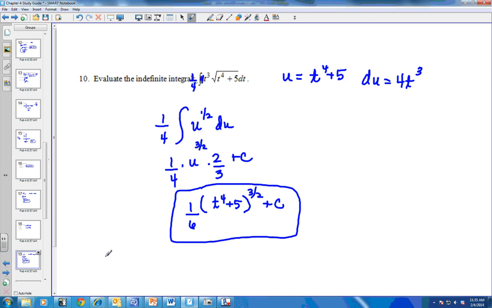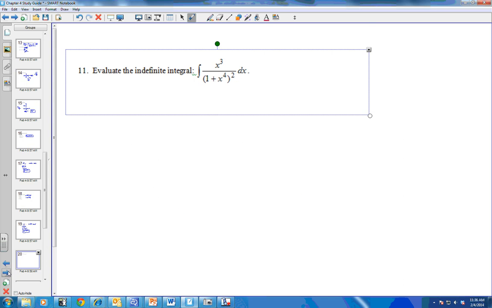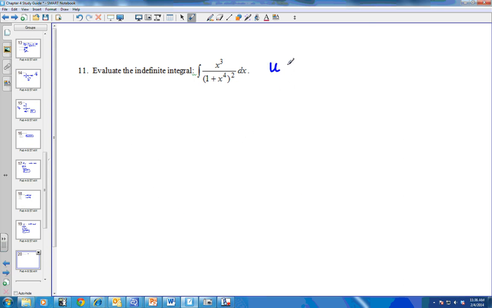Okay, number 11. Evaluate the indefinite integral, another u substitution problem. My u is 1 plus x to the fourth, which means my du is 4x to the third. I have my x to the third, but I'm missing my 4, so I have to put my 1/4 out in front. When I rewrite this problem, this is my u, and I have to move my u up to the top, so it's u to the negative 2 du.